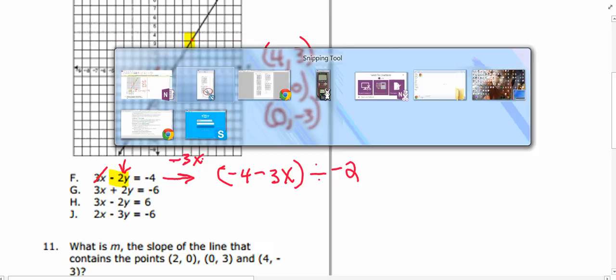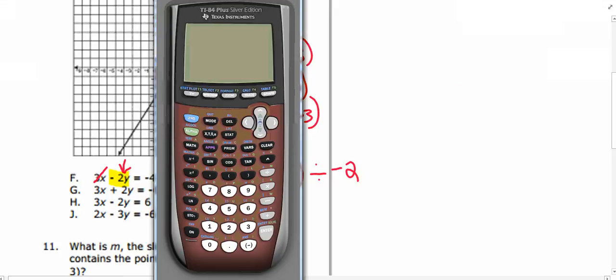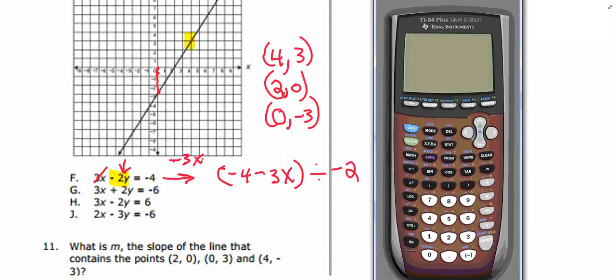So let's turn the calculator back on here and get it out of the way over here just a little bit. And turning it on, we clear out anything we have in our graph. Start with the parentheses, and we have -4, subtract, not minus, but subtract 3x, close the parentheses, and we're going to hit the divide button. Divide by -2.